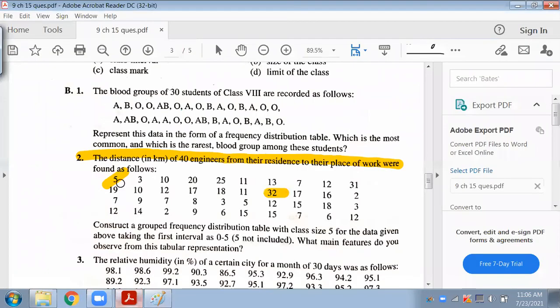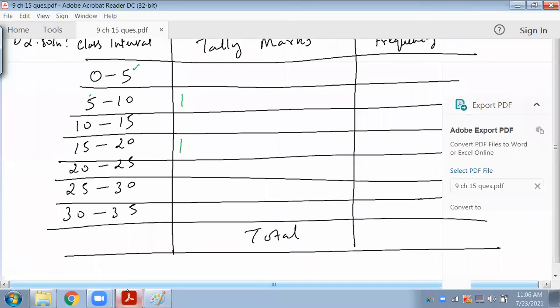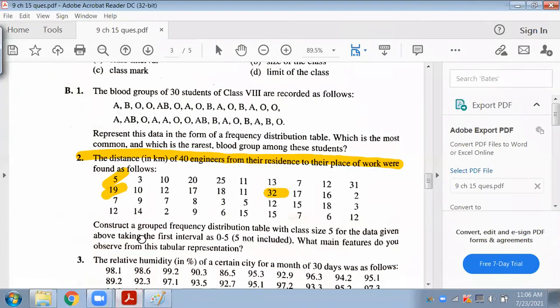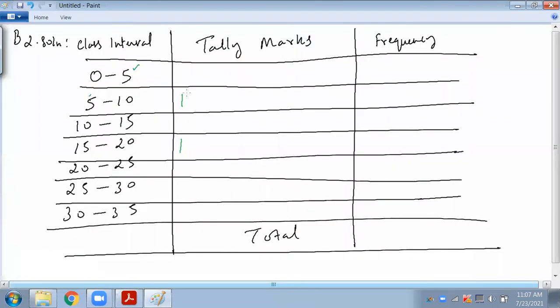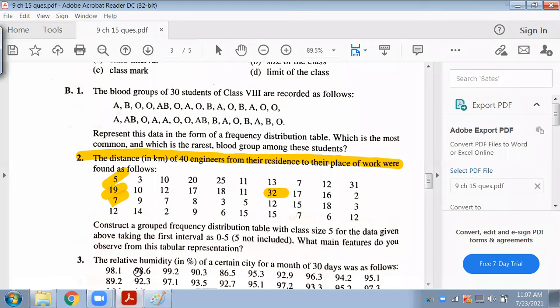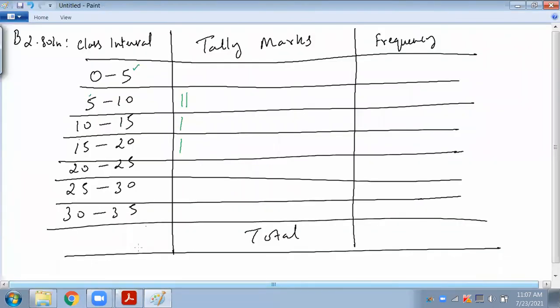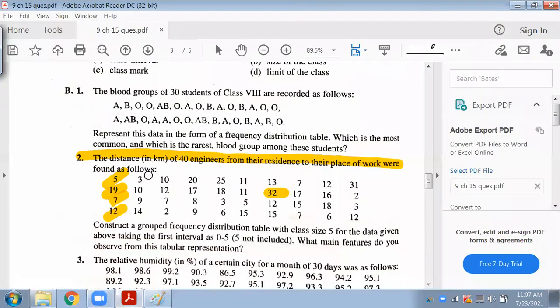Okay, next is 19. Cut 19, and where is 19? 19 lies between 15 to 20, so put the bar near 15 to 20. Then next is 7. 7 will be in between 5 to 10, so put the bar near 5 to 10. Then next is 12. 12 lies between 10 to 15, so put it near 10 to 15. Then next is 3.